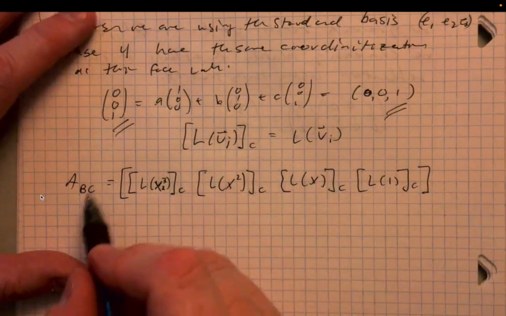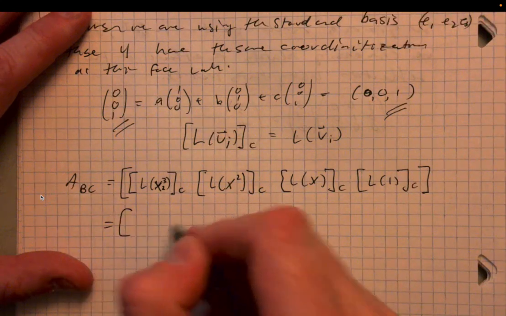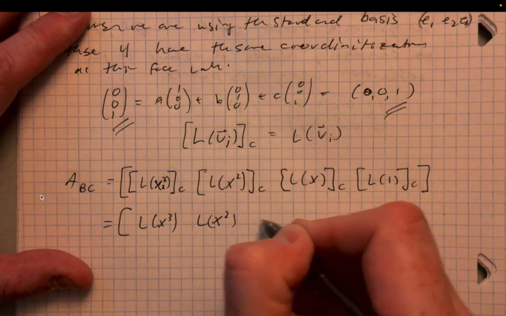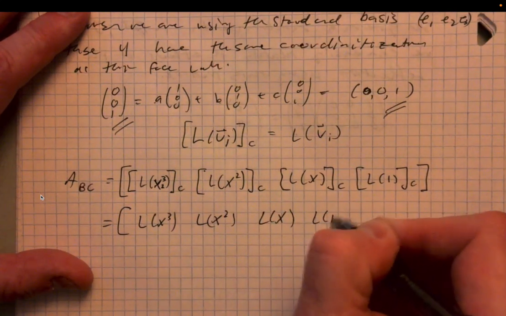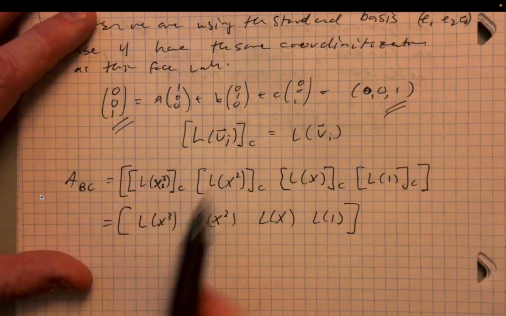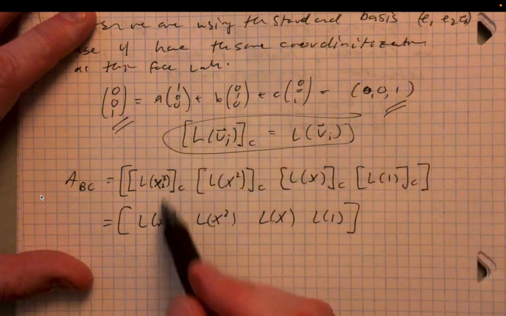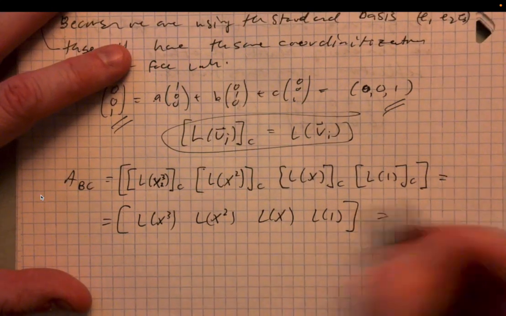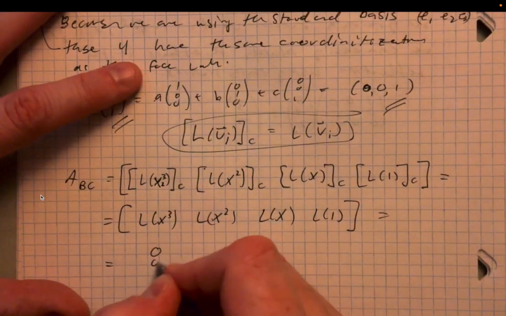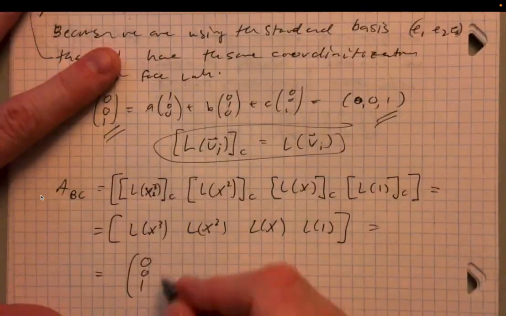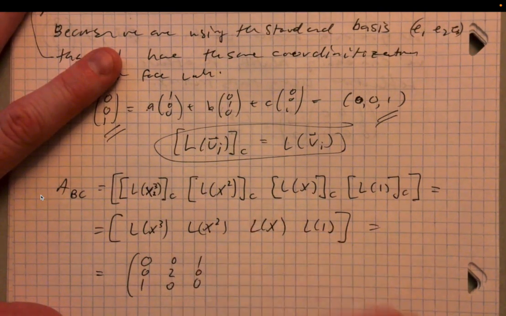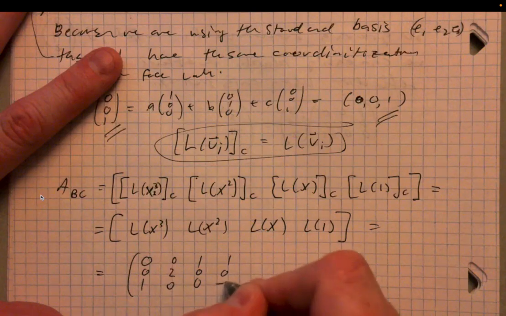But because C is the standard basis, we can simplify this and just say L of x cubed, L of x squared, L of x, L of 1, right? Because of what I just said right here. These are the same. And so we could just plug them in. And what do we get? We get 0, 0, 1, right? These are just found up here: 0, 0, 1, 0, 2, 0, and then 1, 0, 0, and then 1, 0, negative 1.